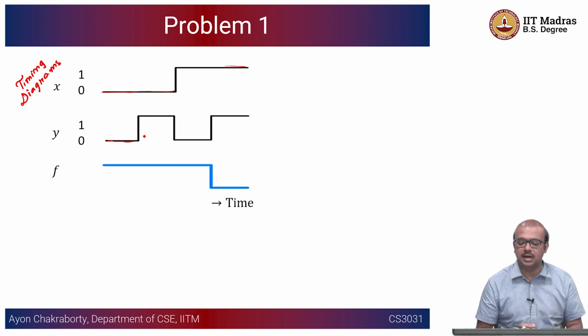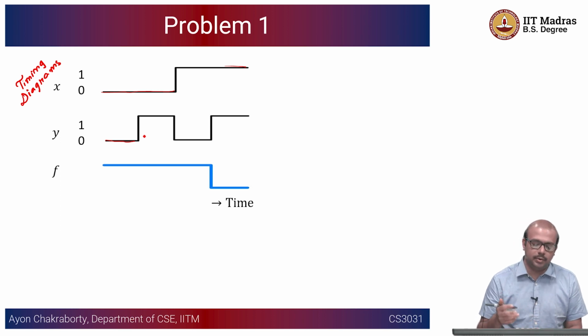So that would be the task for you, that given this kind of timing diagrams, can you come up with the circuit implementation of f, okay, or even the Boolean expression. If you know the Boolean expression, you can always find out the circuit implementation.